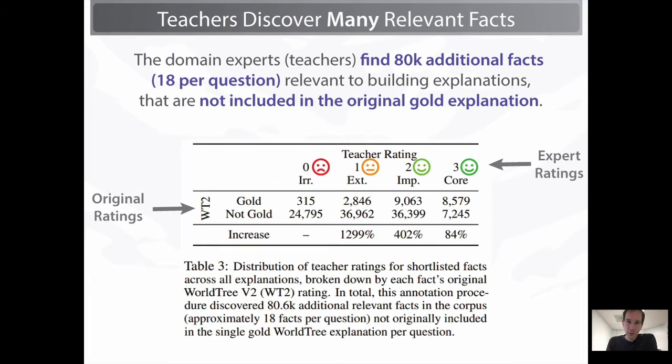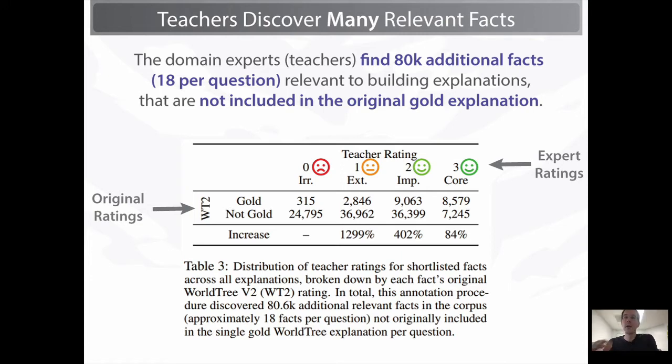And just to drive that point home a little bit, this table shows the original WorldTree rating for a given fact. It's binary, it's either in the explanation or it's not. So here we say gold or not gold, and that's versus the teacher ratings from this work, which are 0, 1, 2, or 3, not relevant to core. What we see here is that the teachers actually discovered 80,000 facts, or an average of about 18 per question, that are potentially relevant to building these detailed explanations, but that are not included in the gold explanation. That's 3 times the number of potentially relevant facts as were originally annotated in those single gold explanations.